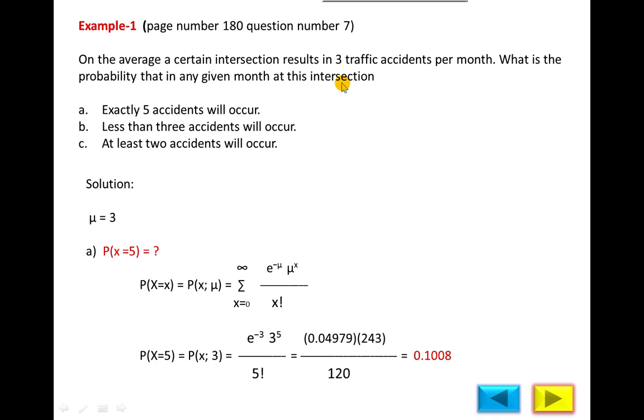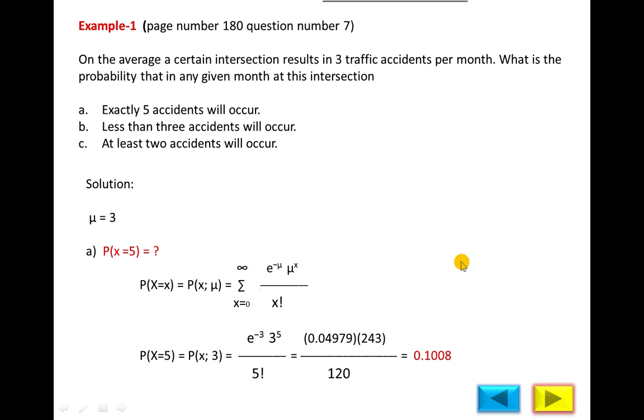Same as, suppose you collect the number of typing mistakes per page of a particular typist, the size of the page should be the same and the typing should be the same for the probability of the next page. Okay, this is the most important thing. So find the probability that in any given month at this intersection, first part, exactly 5 accidents will occur, less than 3, at least 2 accidents will occur. The statement of the condition will be the same as the binomial distribution you have done. So exactly 5 accidents means probability of x is equal to 5. And this is the formula of the Poisson distribution.